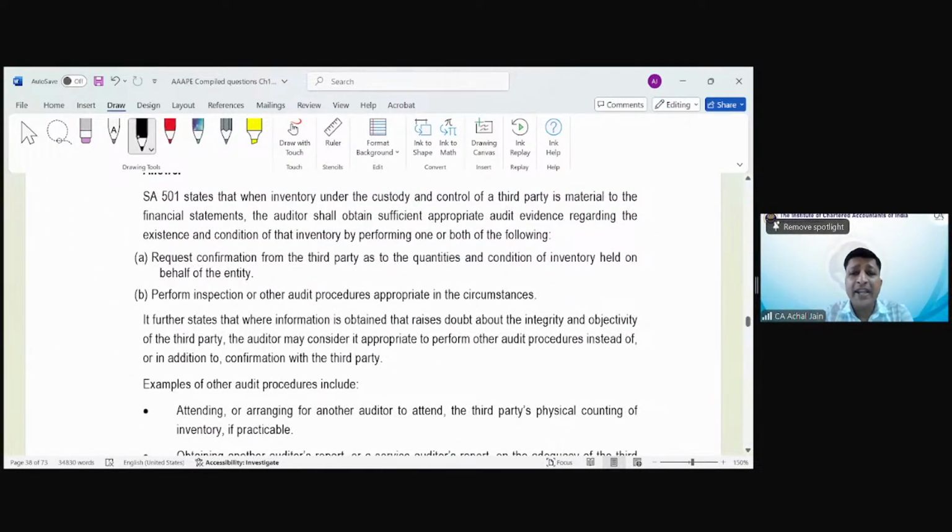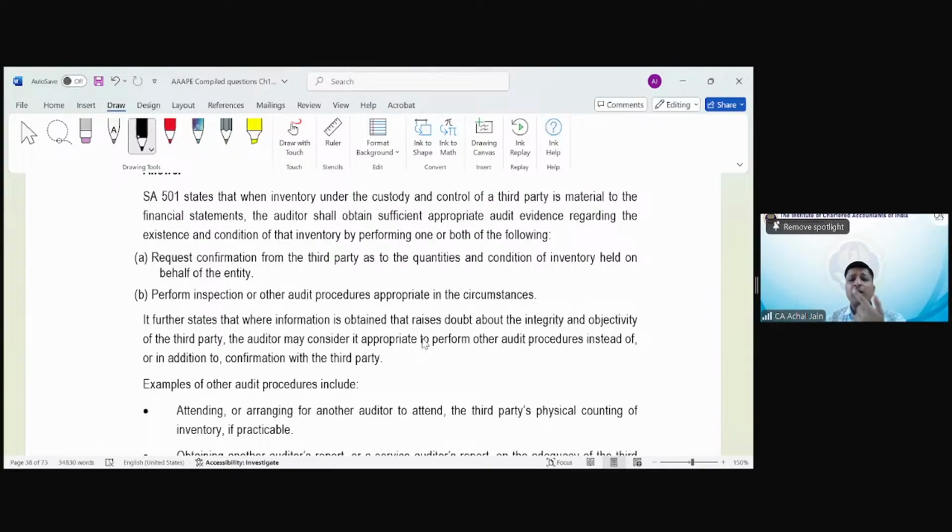Auditor shall obtain sufficient appropriate audit evidence in relation to anything he'll audit, including the inventory, because in this case, what is the objective? Existence of inventory needs to be verified. Okay, and how do you do that? Request the confirmation from the third party, or you go there and physically perform that.